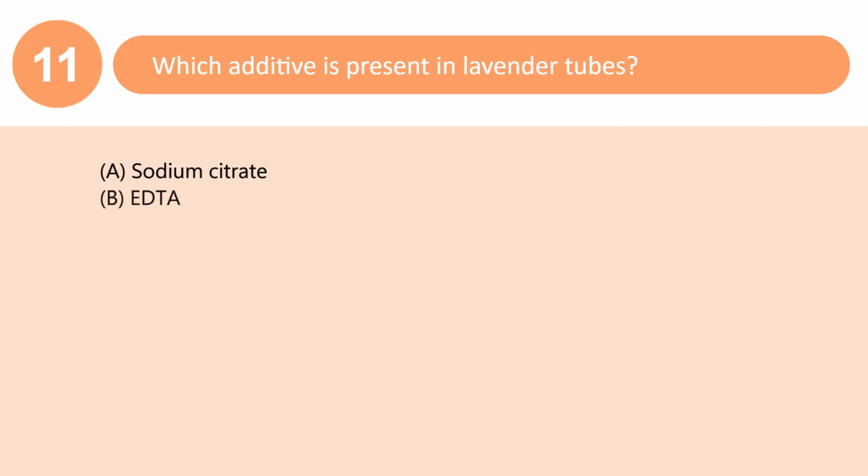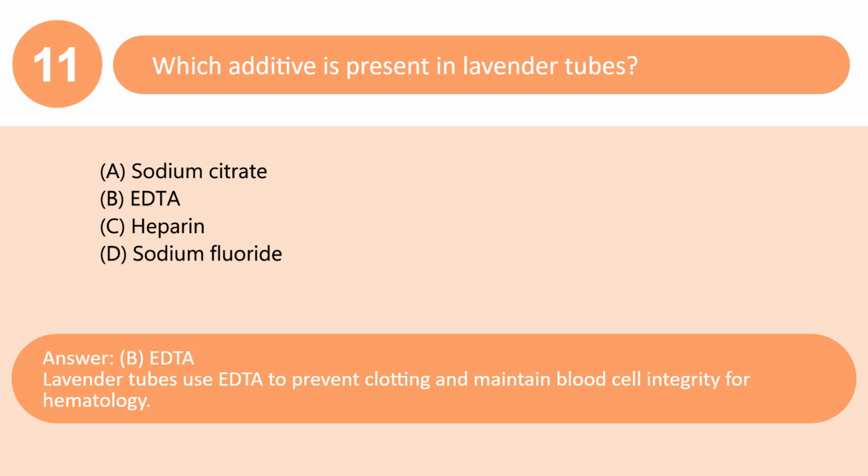Which additive is present in lavender tubes? A. Sodium citrate. B. EDTA. C. Heparin. D. Sodium fluoride. Answer: B. EDTA. Lavender tubes use EDTA to prevent clotting and maintain blood cell integrity for hematology.